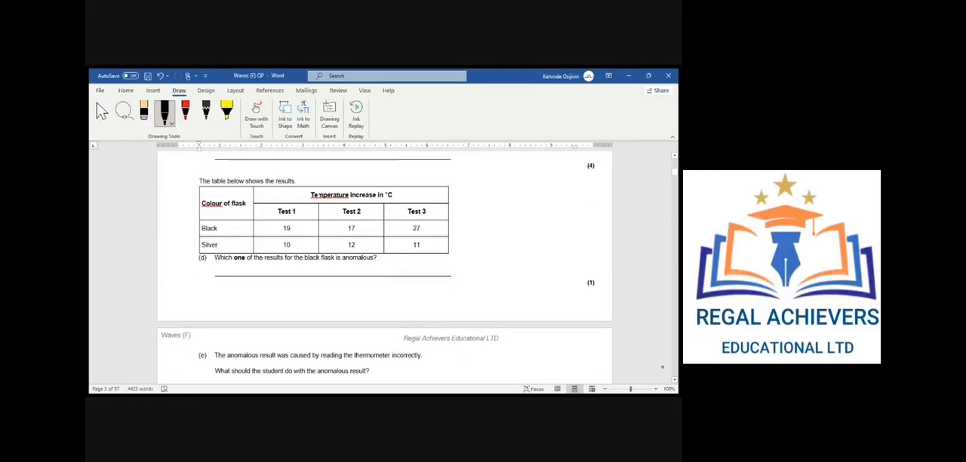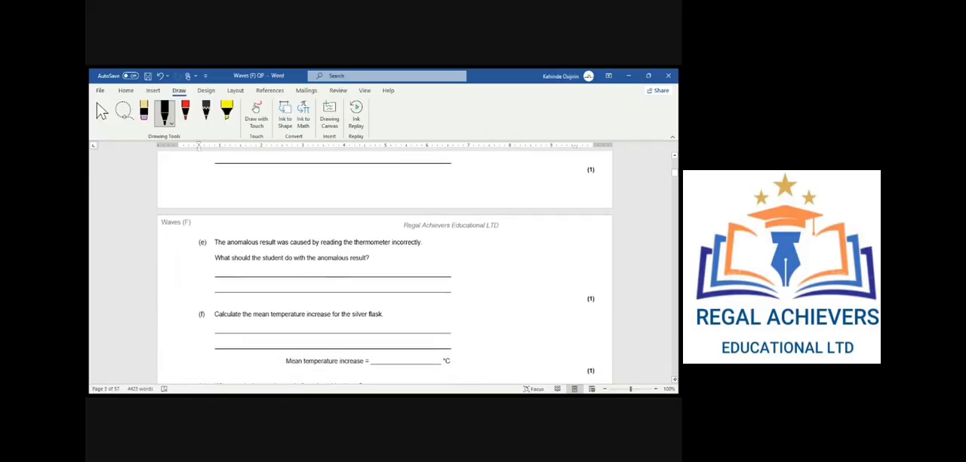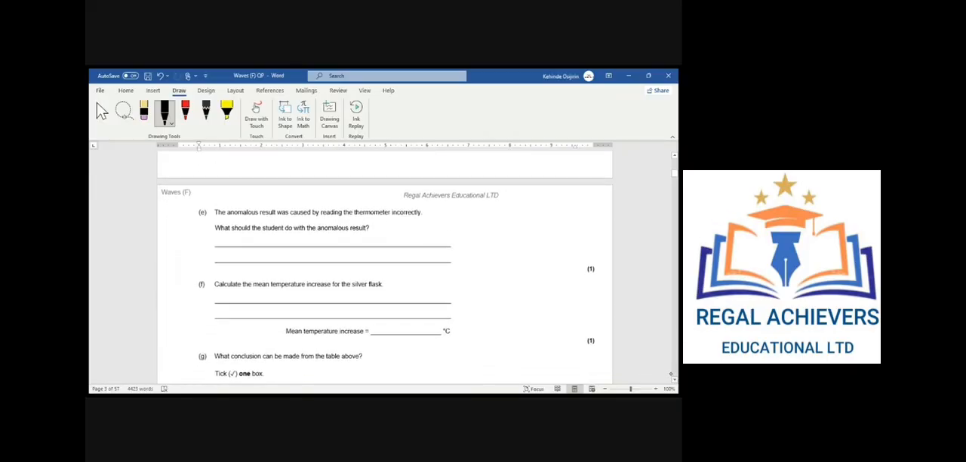You can see the color of flask, black and silver. They ask which one of the results for the black flask is anomalous. Which one is anomalous? It's surely going to be test 3 of the black one. You can see the difference between 19, 17 for test 1 and test 2 is far much to that of test 3. Then the next one says the anomalous result was caused by reading the thermometer incorrectly.